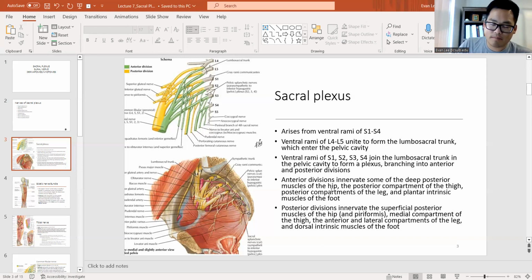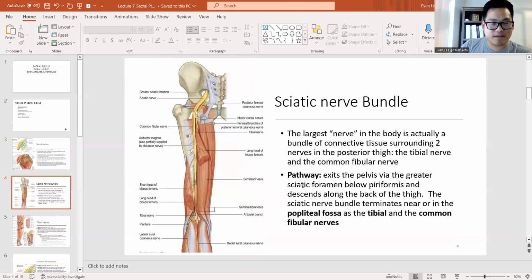Something that I like to think about when I think about these two divisions is that we already talked about muscles on the anterior and medial side. Those innervations are almost set already. But when we're talking about the sacral plexus, we're talking about either posterior or more posterior. So the anterior division is less posterior, and the posterior division is more posterior. I'll try and explain that when we get to it, but let's go ahead and go on to the sciatic nerve.